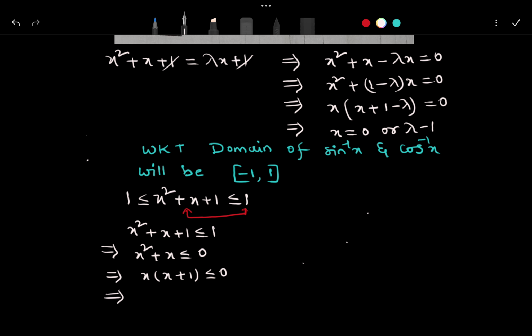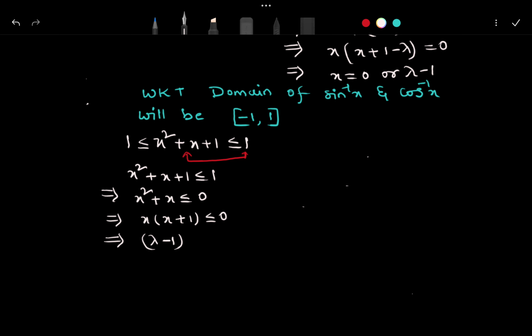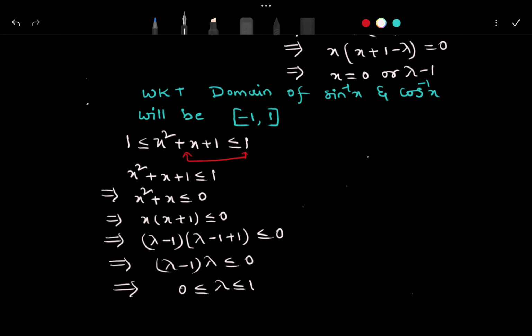Now the other value is lambda minus 1. Substituting, (lambda minus 1) into (lambda minus 1 plus 1) is less than or equal to 0. From this, (lambda minus 1) into lambda is less than or equal to 0. Now by using the wavy curve, 0 less than or equal to lambda less than or equal to 1. This is the value you got.